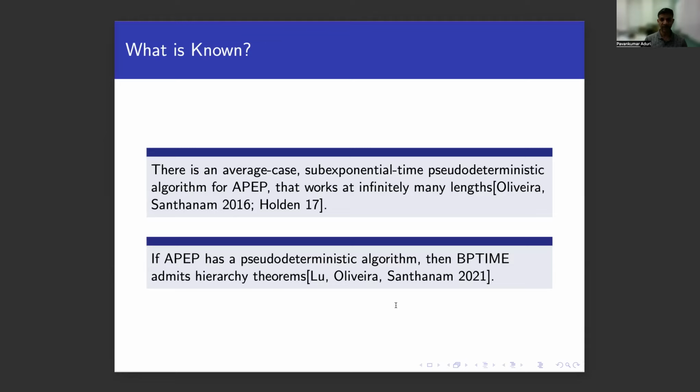So if you look at the first result, that gives a hope that maybe there is a pseudodeterministic algorithm for APEP. And the second result shows that if we can indeed design such a pseudodeterministic algorithm, that would resolve a long-standing open question in complexity theory. We still do not know whether BPTIME admits hierarchy theorems or not.